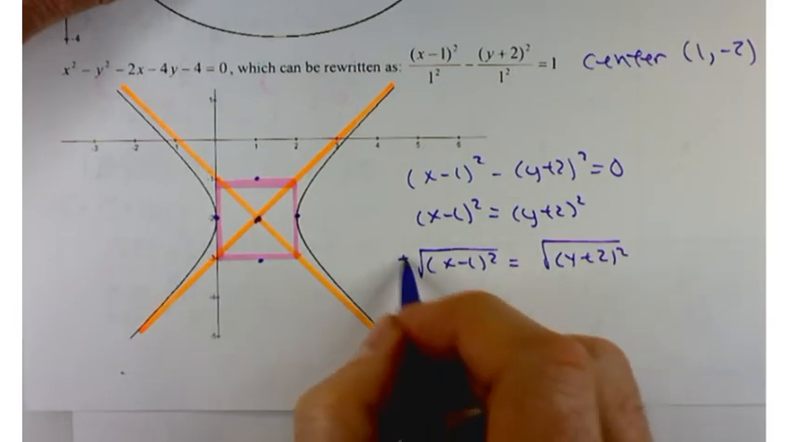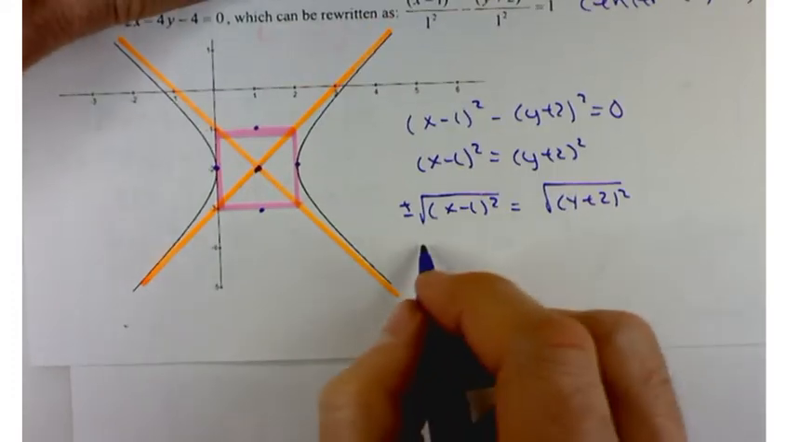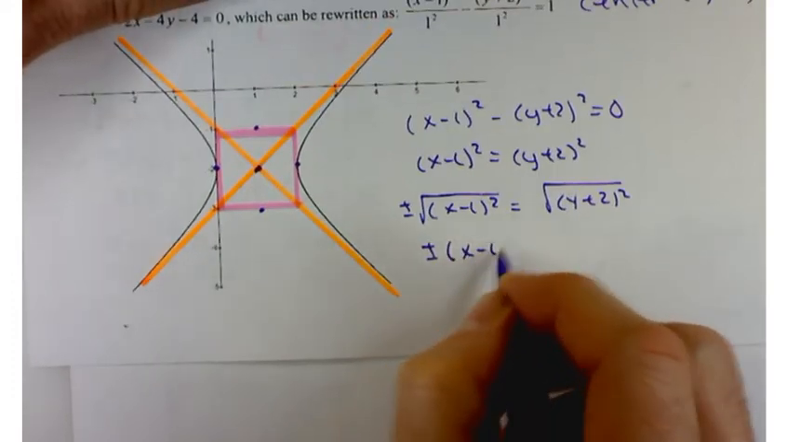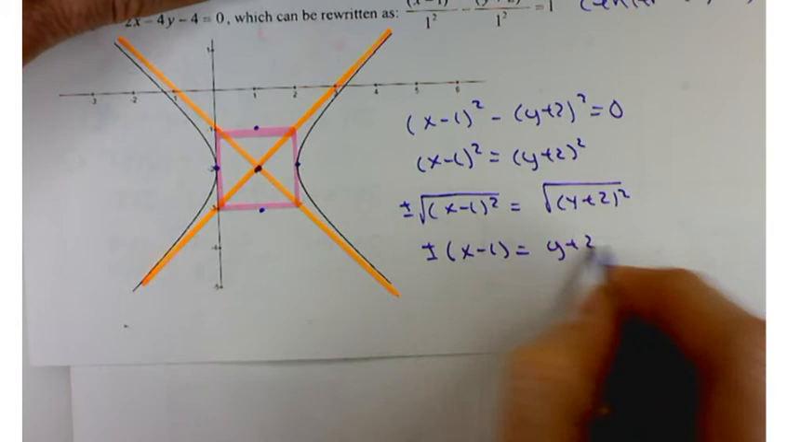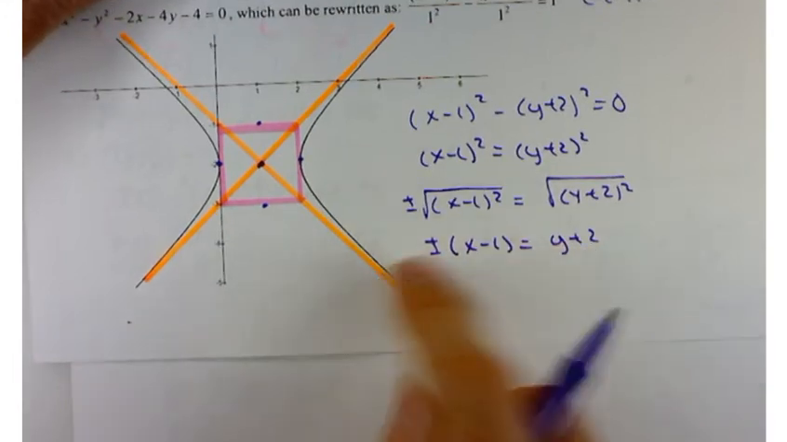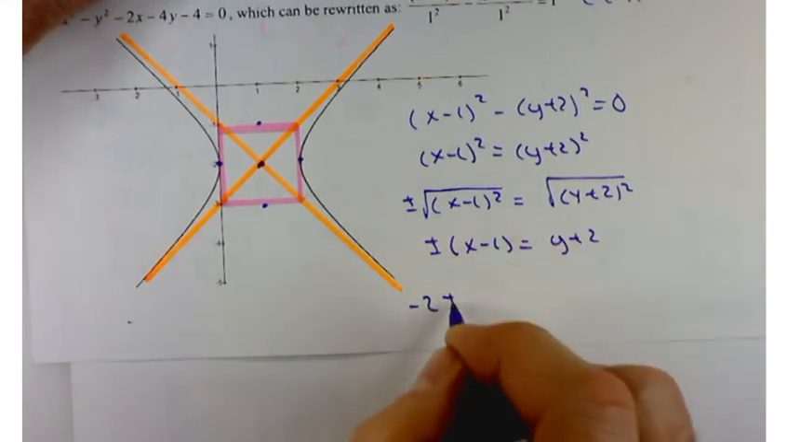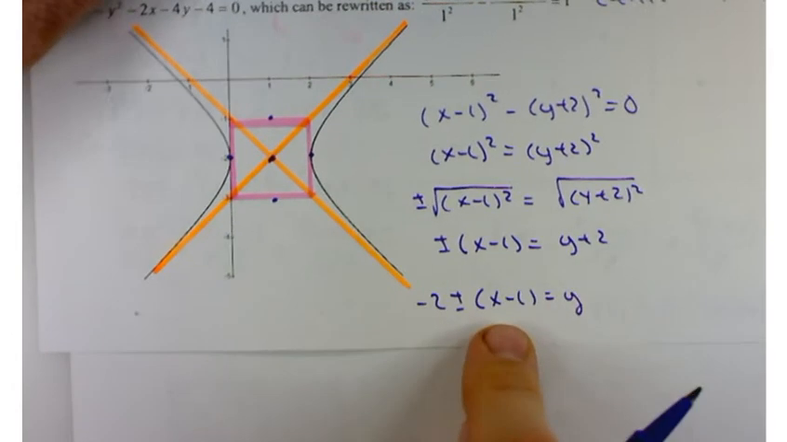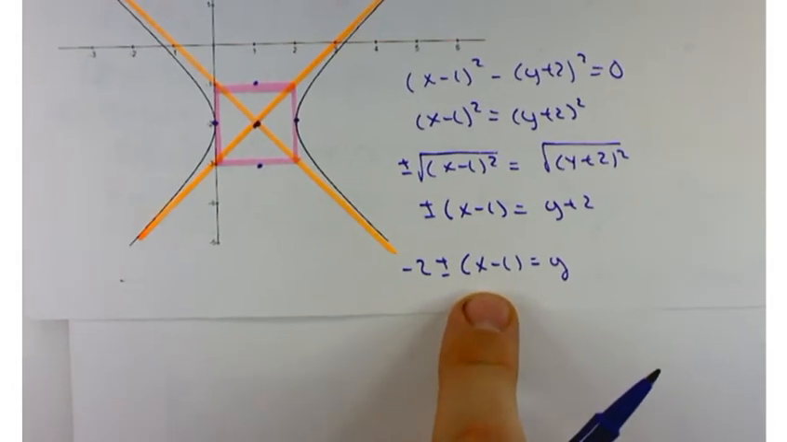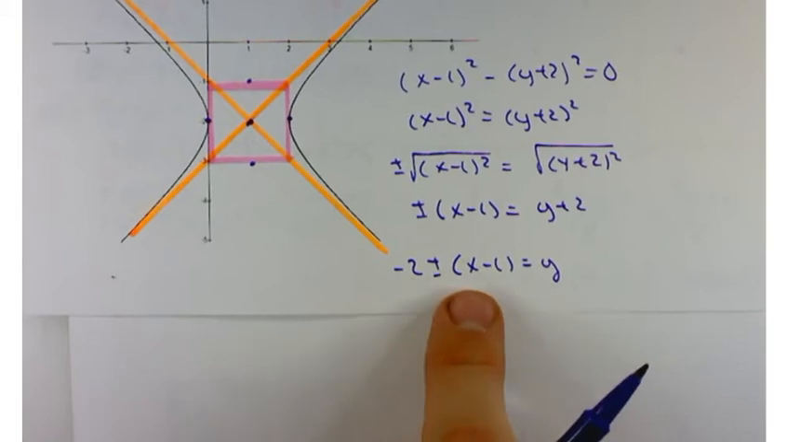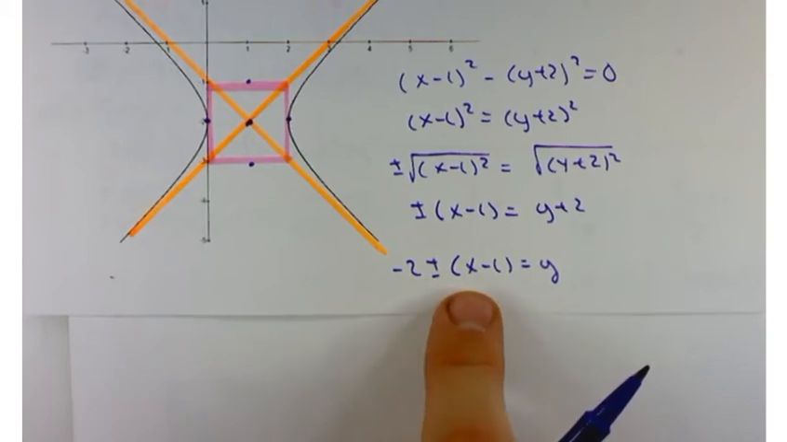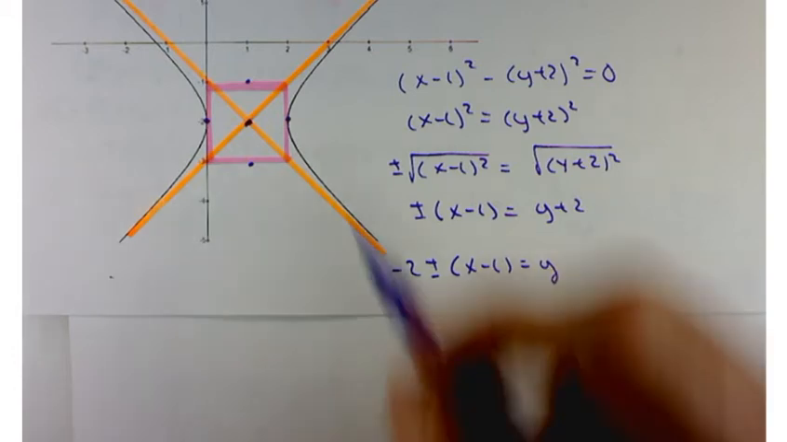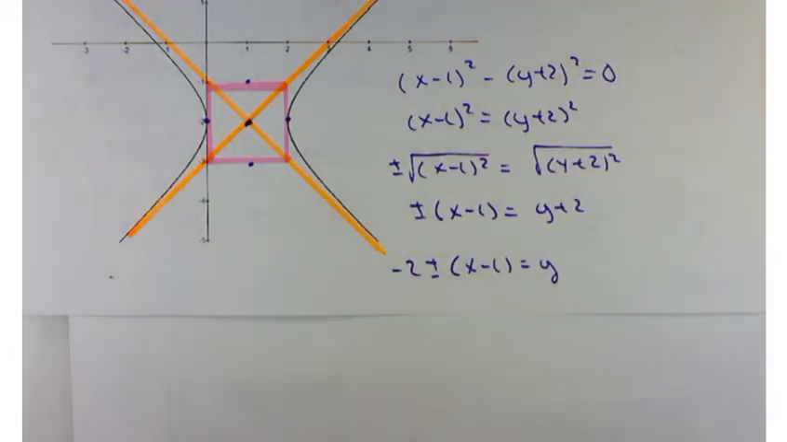Now on the left-hand side, I need to take plus or minus the square root. So it's going to be plus or minus x minus 1 equals y plus 2. If I move the 2 to the other side, I get negative 2 plus or minus x minus 1 equals y. And that's going to be the equation of my asymptote. You can clean it up a little bit from there if you want. It's not a problem. But that's the equation of each asymptote there.